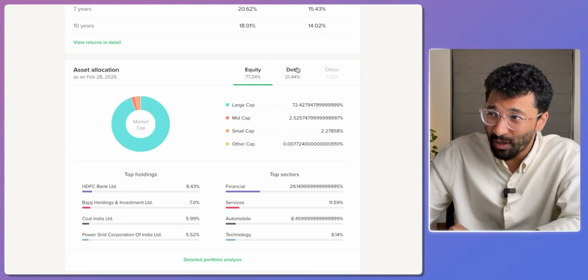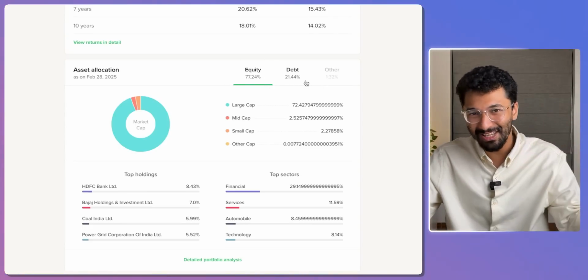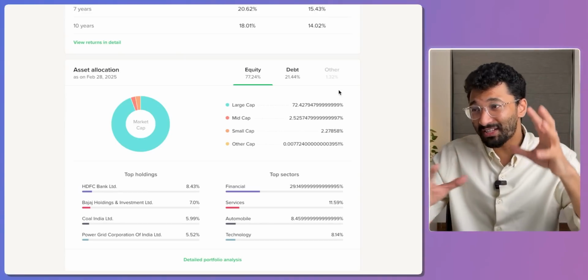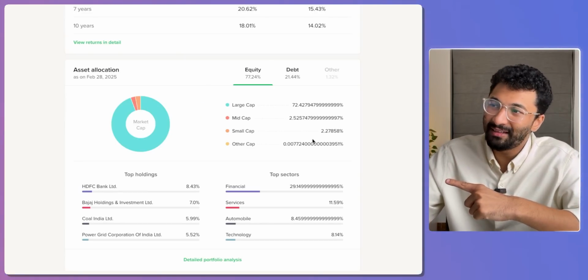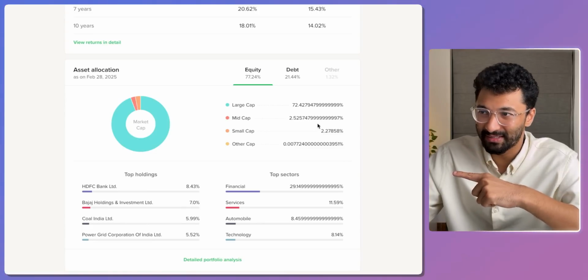So 77% is in equity, 21% in debt, which is essentially the cash they're holding. Then across the entire portfolio, right, almost 75% is in large caps. And the rest is in different categories, mid and small.